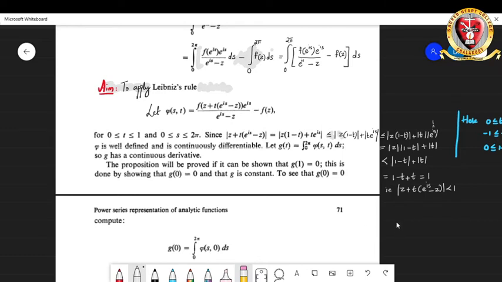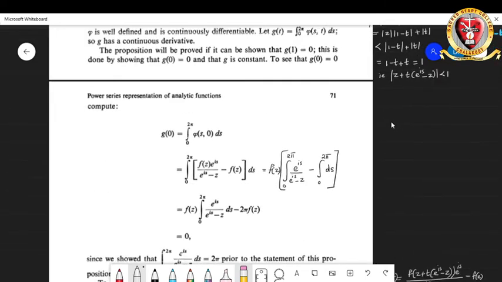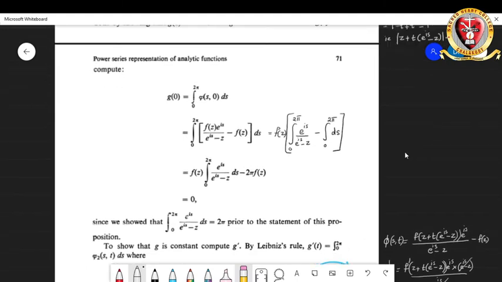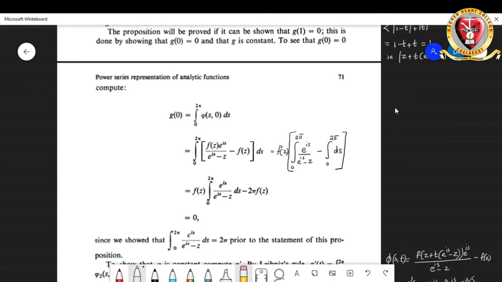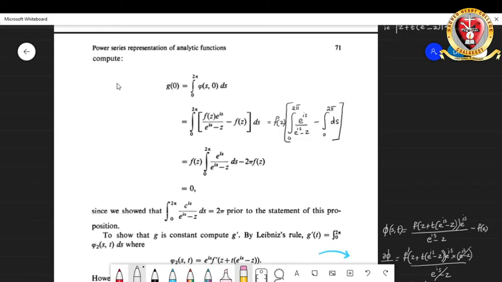The next part is, we are aiming to prove that g(0) is equal to 0. The basic aim is to prove that g is a constant. So first we have to show that g(0) is equal to 0. That is our aim, so we are going to compute it. g(0) is equal to, by our definition, the integral from 0 to 2π of φ(s,0) ds. That is equal to, substituting what φ(s,0) is, you get the integral from 0 to 2π.